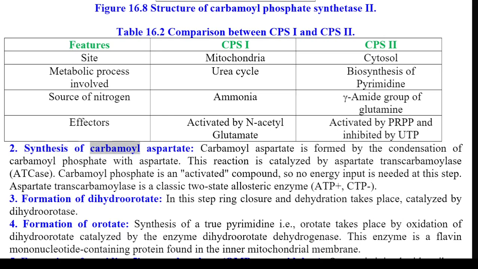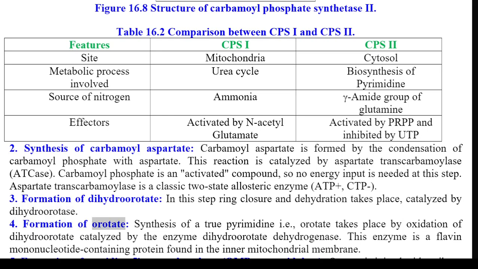2. Synthesis of carbamoyl aspartate. Carbamoyl aspartate is formed by the condensation of carbamoyl phosphate with aspartate. This reaction is catalyzed by aspartate transcarbamylase, ATCase. Carbamoyl phosphate is an activated compound, so no energy input is needed at this step. Aspartate transcarbamylase is a classic two-state allosteric enzyme, activated by ATP and inhibited by CTP. 3. Formation of dihydroorotate. In this step ring closure and dehydration take place, catalyzed by dihydroorotase.